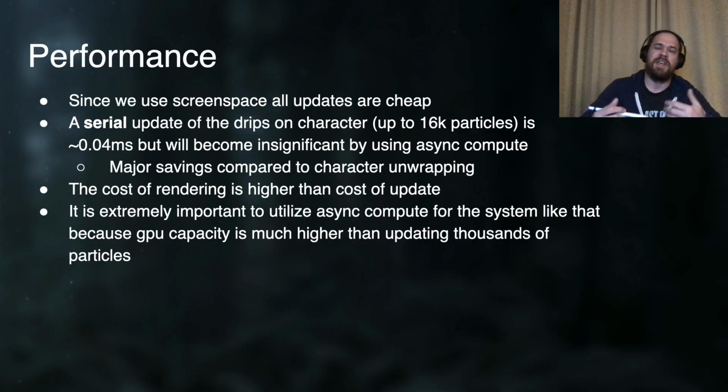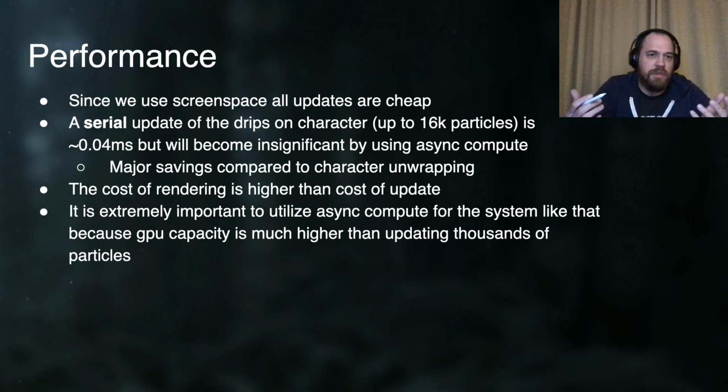As far as performance goes, again, we're using screen space. Depending on the particles, it can be more or less complex, but there's no looping, there's nothing like that. You just sample your depth buffers, your stencil buffers, your G buffers, you compress the G buffer. In the case of these drips, with up to 16,000 particles, the update was, I think, a little less than 0.04 milliseconds, and it becomes insignificant at that scale whenever you put it into async compute.